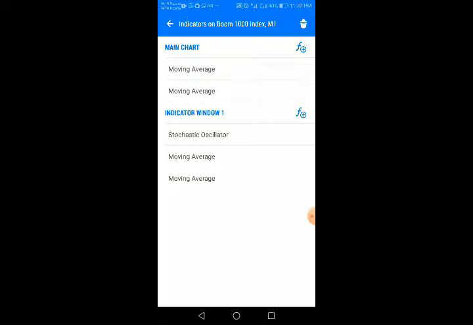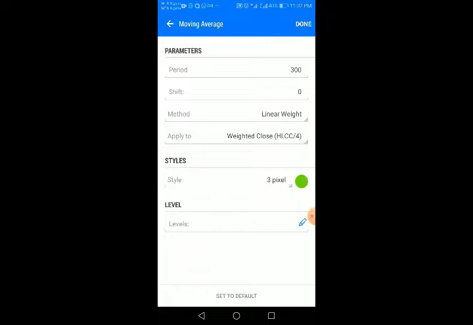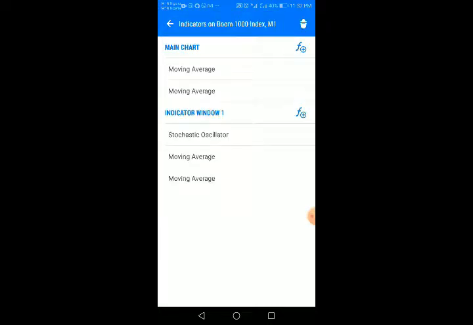So you can see on the main chart we have two moving averages. The green moving average you're seeing on the main chart, this is the settings for it. You can see the period is 300. Method is linear weighted, applied to weighted close. I'm using green for this. So that's for the first one.